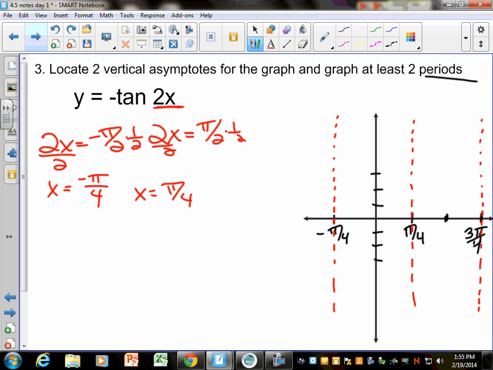And what should happen halfway in between? Zero. No matter what's on there, because I'm not going to give you a phase shift, it's at 0, right? Even if there's a negative in front, even if there's a 2 in there, even if there's a number in front, when you multiply something times 0, you're still going to get 0.